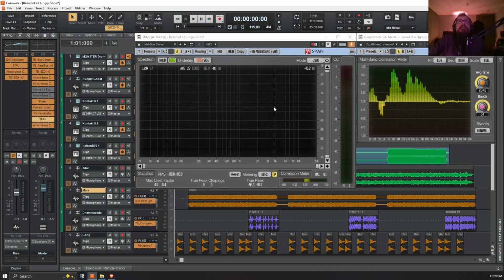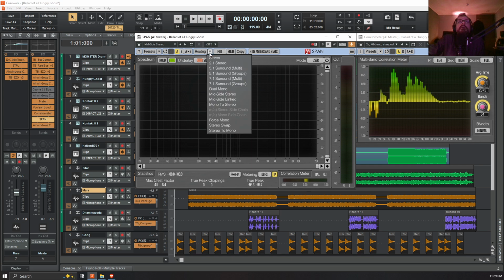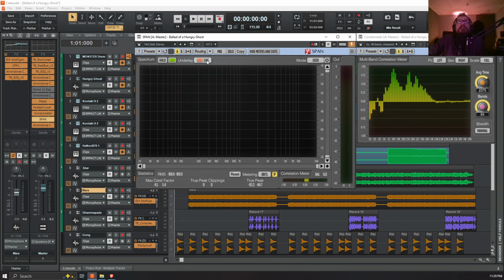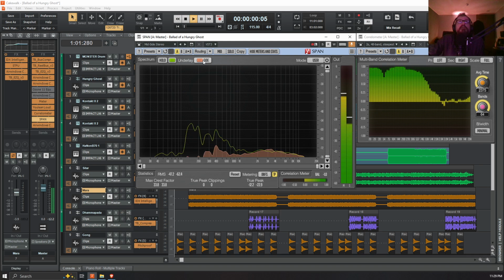Mid versus side. And how do you do that? You click this little button right here, and you select mid-side stereo. You select that one. And then in underlay, you select side. Okay? And then you can see, here we go.